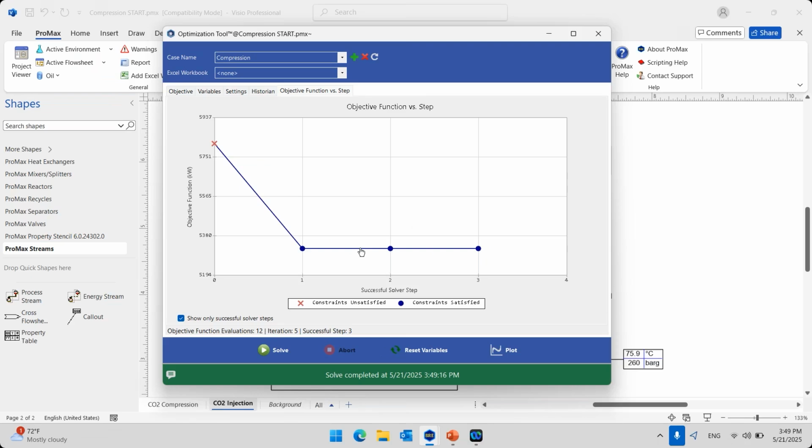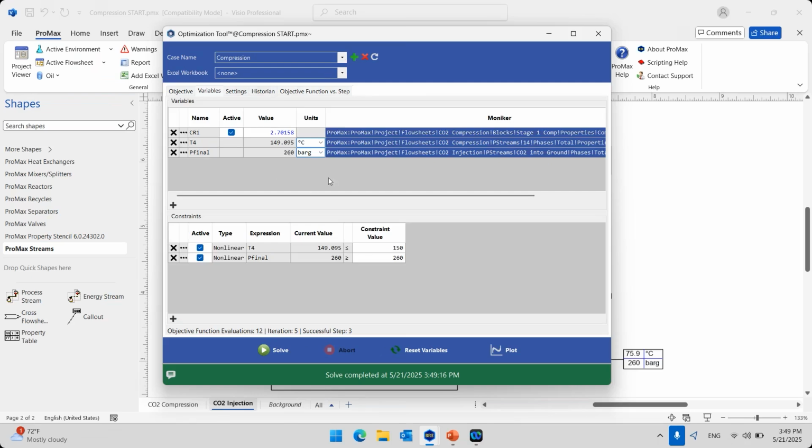If you want to do that, get in touch with me. There are some nuances to it I would like to share with you, but there is a possibility to use the optimization tool for any kind of unit. And so you see it's solved, completed, and it was able to bring it down with my constraint satisfied. And I can see that it's suggesting that I'm using the compression ratio of 2.7.